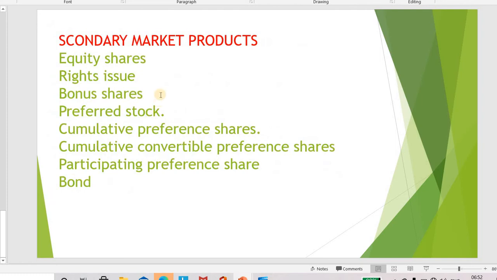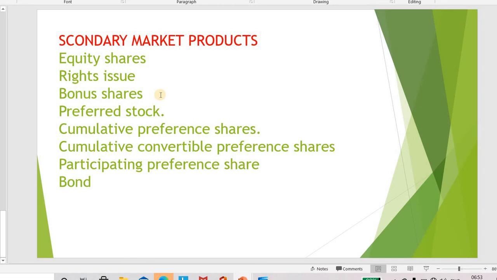Now we can go to the secondary market products. First one is equity shares. What is an equity share? An equity share, commonly referred to as an ordinary share, represents a form of fractional ownership in which a shareholder undertakes the maximum risk associated with a business venture. The holders of such shares are members of the company, and a company issues such shares with differential rights such as voting, payment of dividend, etc. That one is the first one.